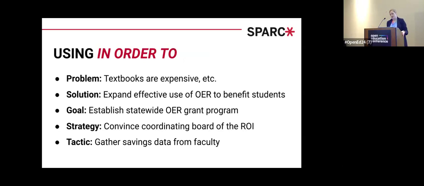A way that you can tell, so when we do the program, particularly the last three can get kind of convoluted and confusing. And again, because we only have an hour, I'm not going to get super into it. But a way to test if you're doing these in the right order is using the "in order to" test and starting at the bottom and working back up. So saying, I'm going to gather savings data from faculty in order to convince the coordinating board of the return on investment, in order to establish a statewide OER grant program, in order to expand effective use of OER to benefit students, in order to solve my problem.